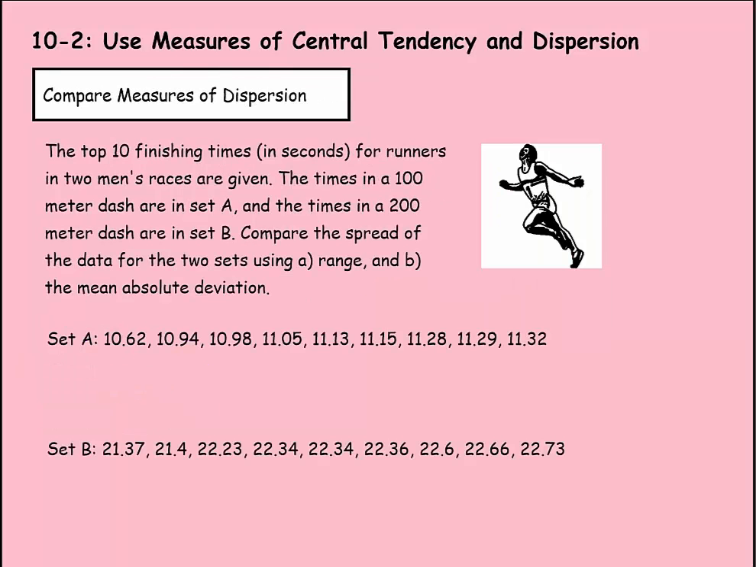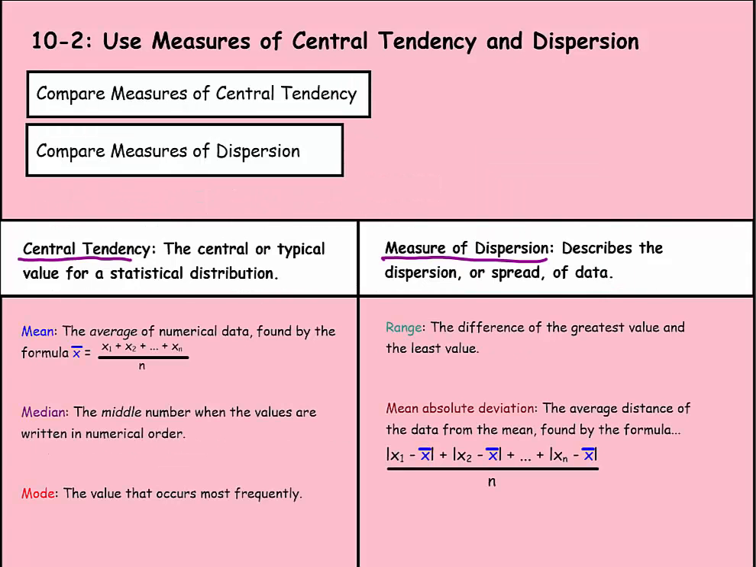Now we're going to compare measures of dispersion. Remember, measures of dispersion are the range and the mean absolute deviation.